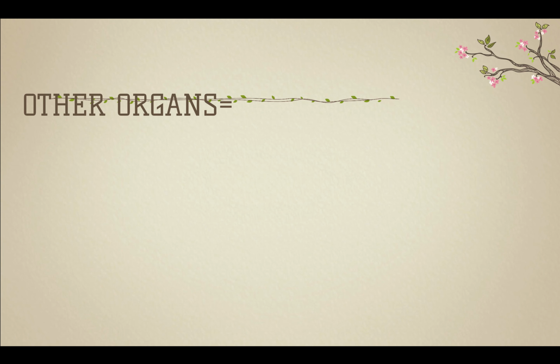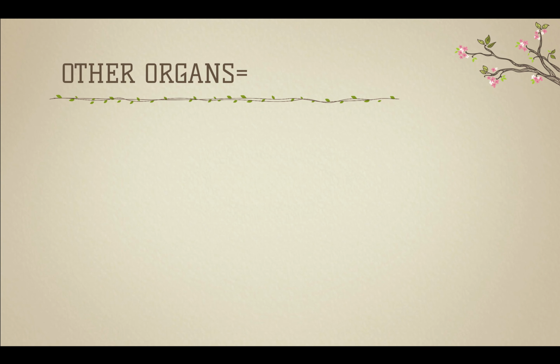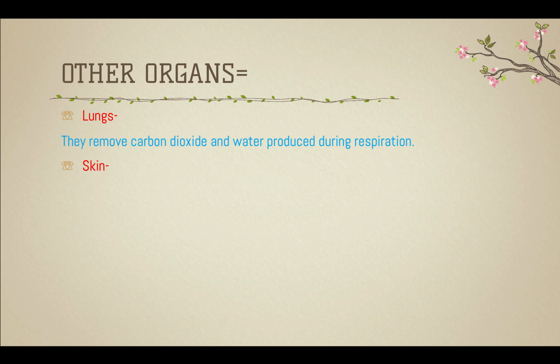So I hope you understood this. But the urinary system alone does not remove the waste products. There are also other organs such as the lungs. How do the lungs get involved with waste? They release carbon dioxide.